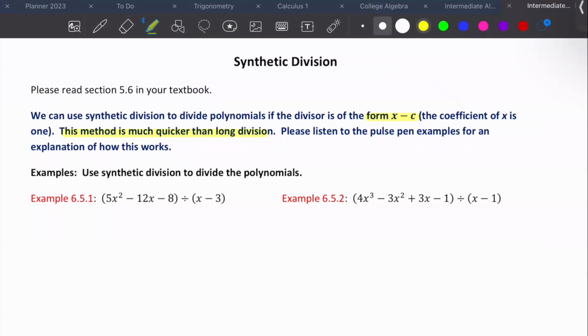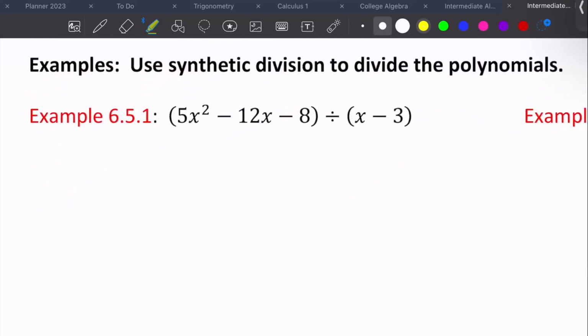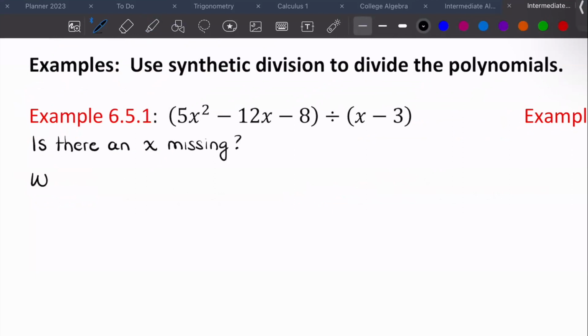The coefficient of x is always going to be 1. So you're going to have x plus a number or x minus a number. If you have that, you can use synthetic division. Okay, so here's how we use this. We need to ask 2 questions off the bat. Is there an x missing? And what is C?